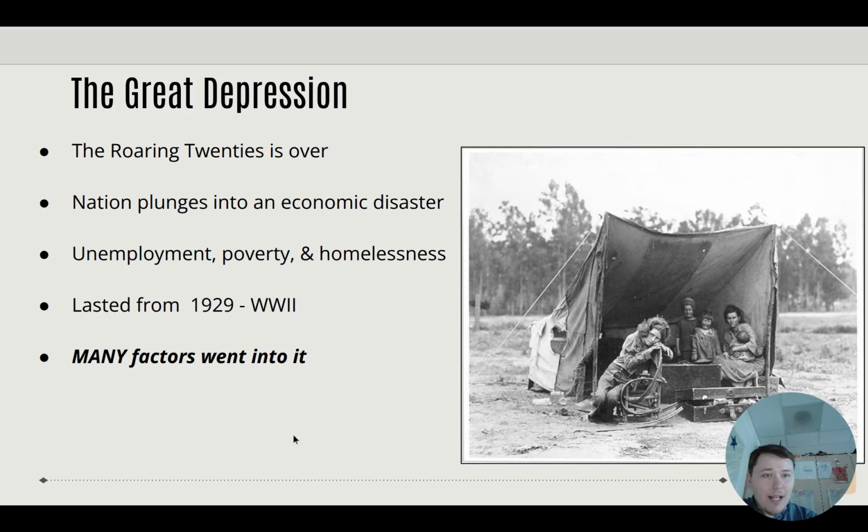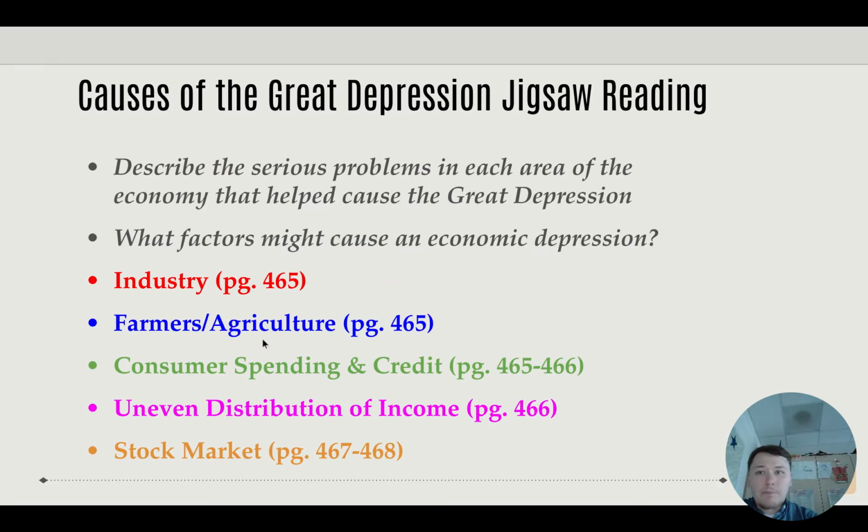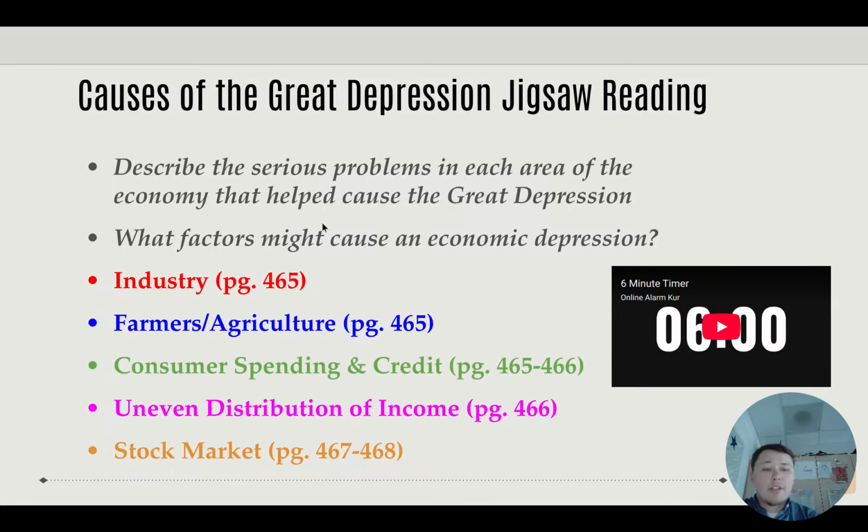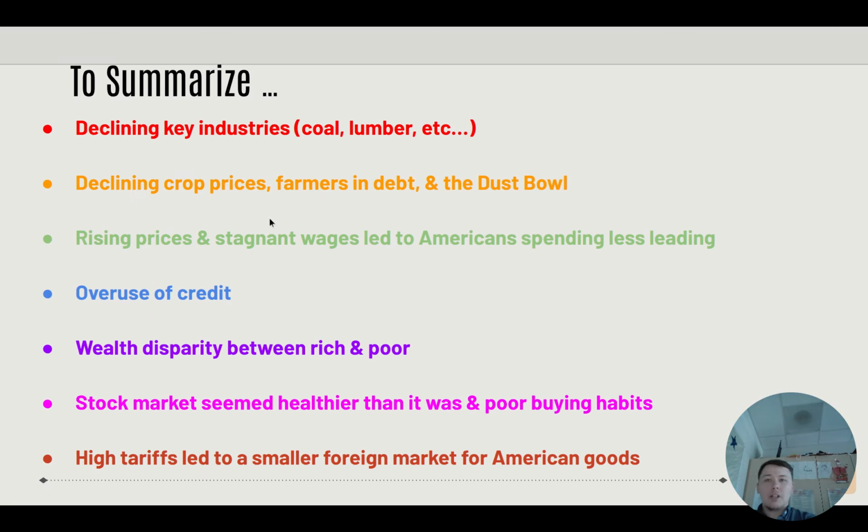Here's the thing, and why it's kind of hard to explain. There's not one single thing that went into it. There was a whole heck of a lot of stuff that caused the Great Depression. So, we're not in class, so we can't jigsaw read it. However, I'm going to summarize these points. We've got five main problems: industry, farming, consumer spending and credit, so think credit cards, uneven income, and the stock market. I know I'm just repeating what's on there. However, here's what you need to remember.